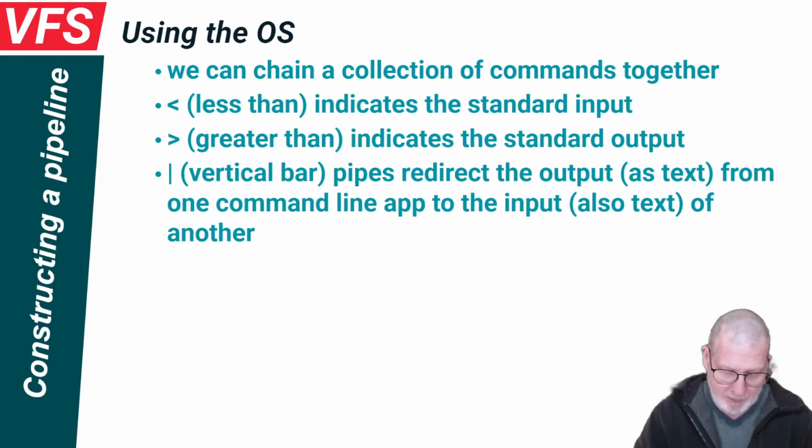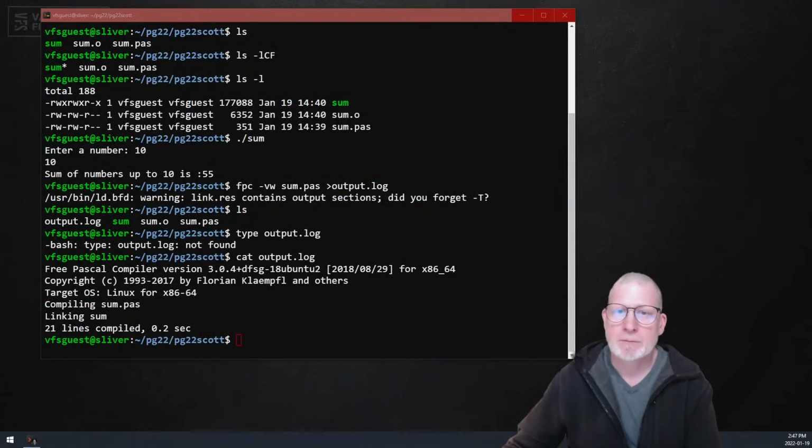Getting my DOS and my Linux mixed up. Cat is the Linux command to output a text file, to write it out to the screen. And you see my Free Pascal compiler listing came out in that output file. You can see down here.